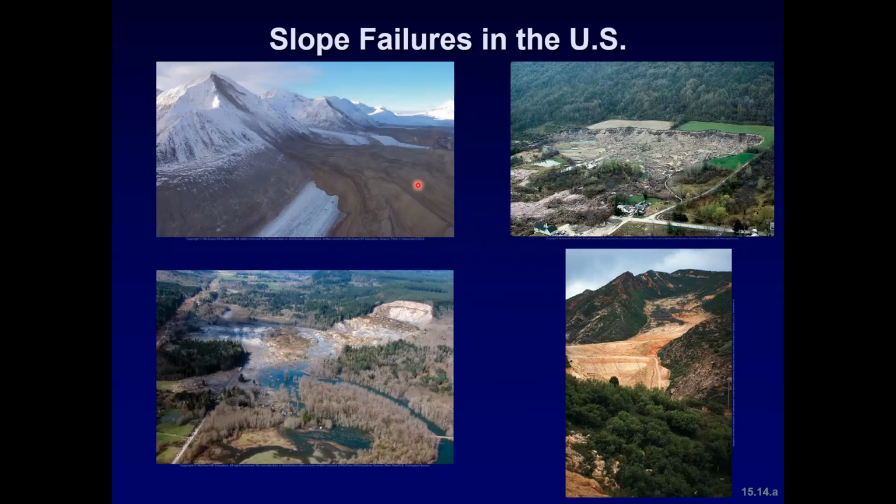So slope failures in the United States. We had a debris avalanche in Alaska following a 7.9 magnitude earthquake in 2002. Those came down as a result of the seismic activity. In Tully Valley, New York, we had an earth flow or a mud flow, also known as a landslide, in 1993, which mobilized clay deposited in a glacial lake.